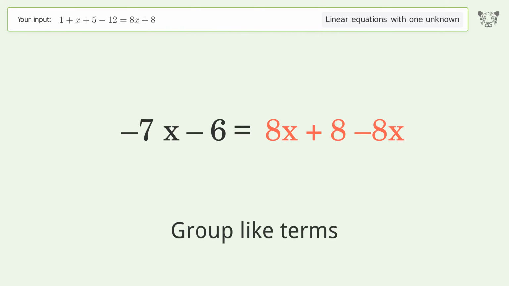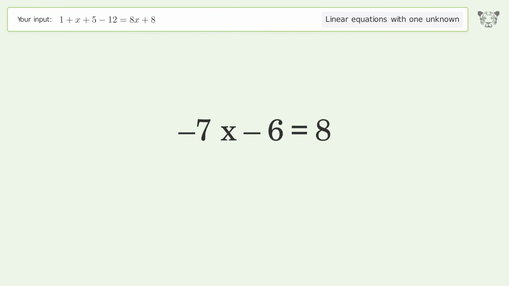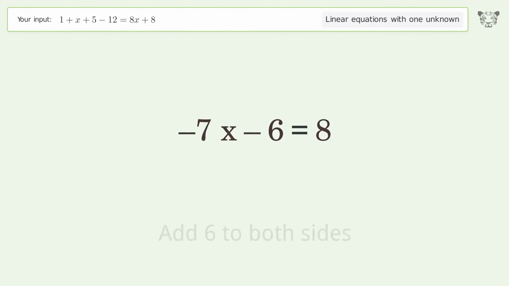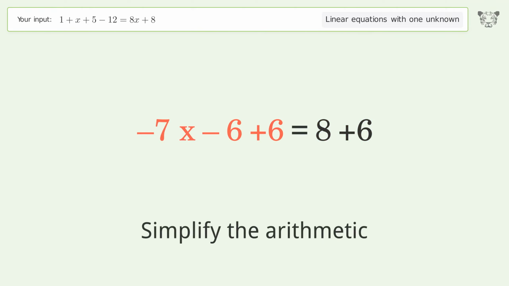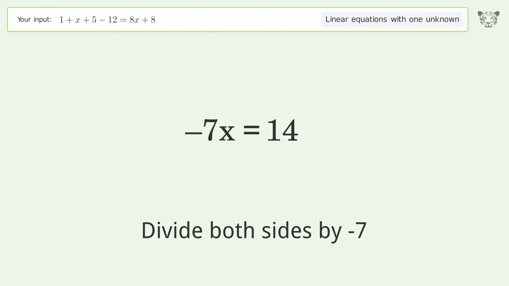Group like terms. Simplify the arithmetic. Group all constants on the right side of the equation. Add 6 to both sides. Simplify the arithmetic. Isolate the x. Divide both sides by -7.